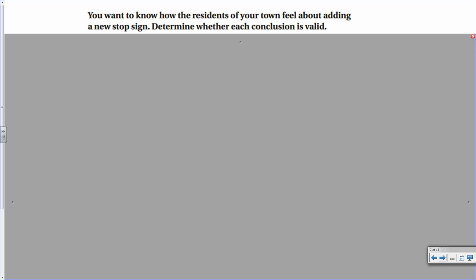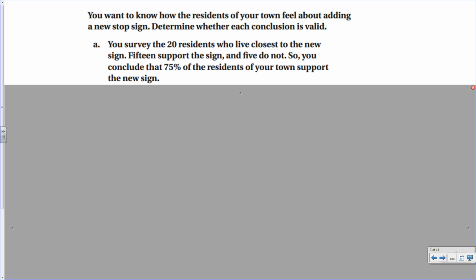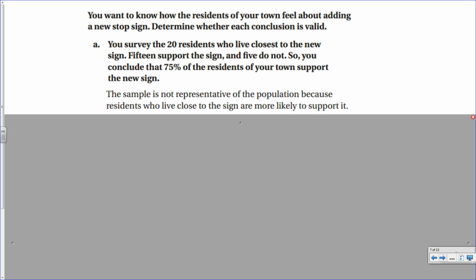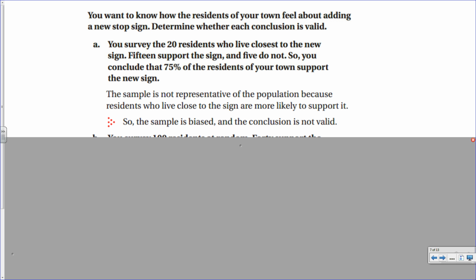All right, let's look at this next one. You want to know how the residents in your town feel about adding a new stop sign. So which one is the valid conclusion? You survey the 20 residents who live closest to the new sign. 15 support the sign and 5 do not. So you conclude that 75% of the residents of your town support the sign. This one, the 20 residents live right close to it. So that does not make it a proper sample because not everyone is equally likely to be picked. You singled out a certain population, so this is biased.